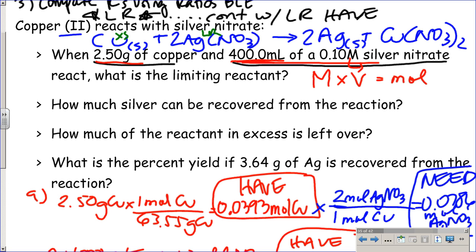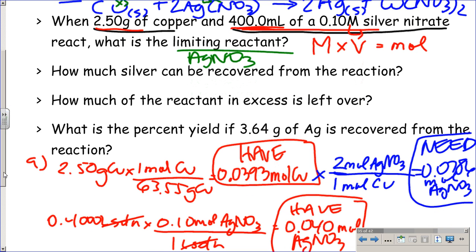All right, so now I know who my LR is. Is that the question? What's the limiting reagent? Yep, that's silver nitrate. Okay, pre-problem done. Let's do the real problem. So the question: how much silver? What did I tell you much meant?